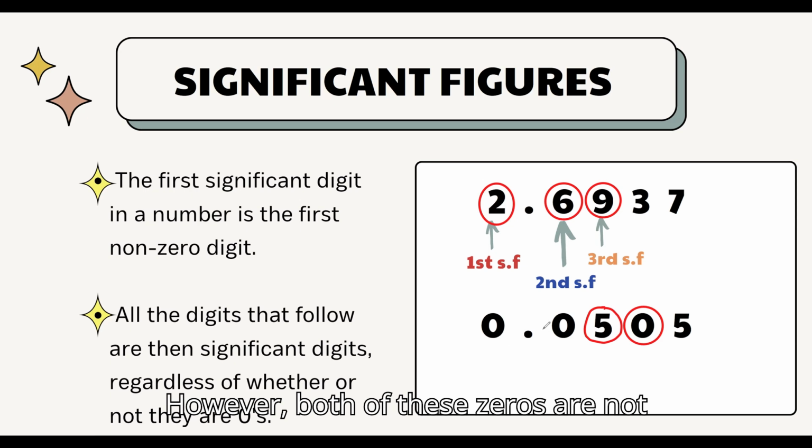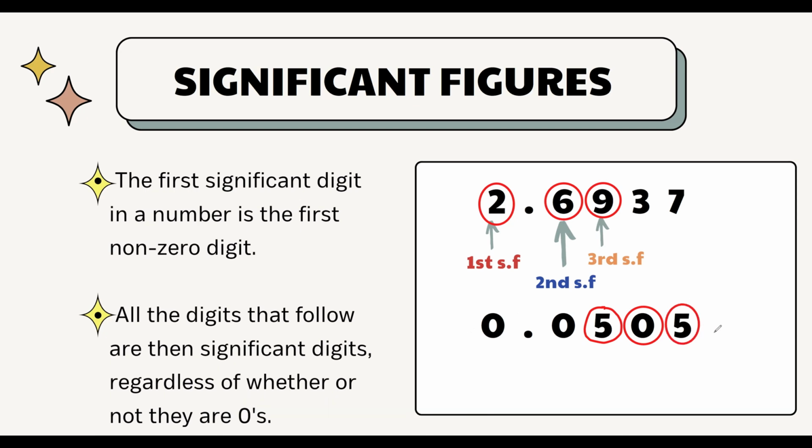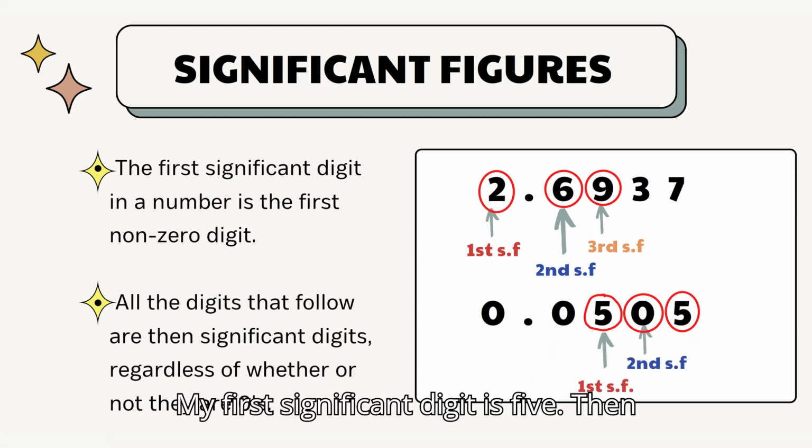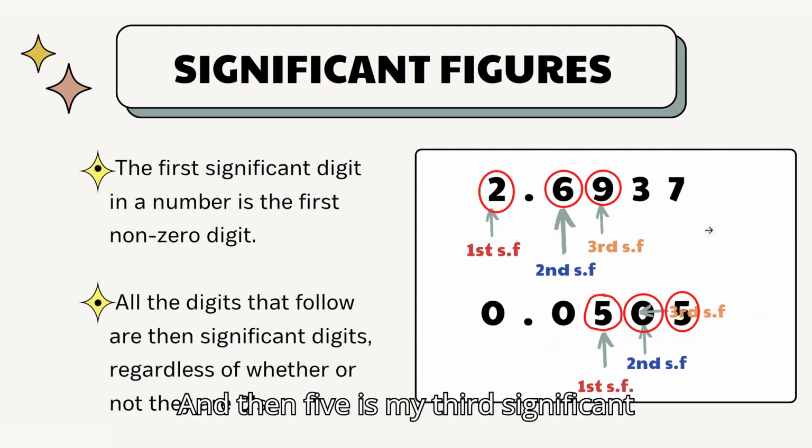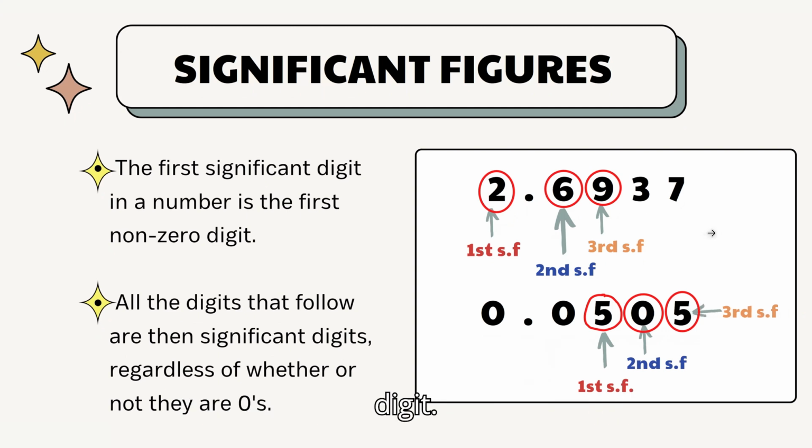However, both of these zeros are not counted as significant digits because they are before my first significant digit. Both of them do not have a significant digit before them. Then 5 is going to be my third significant digit in the number. So let's go through this again. My first significant digit is 5. Then 0 is my second significant digit, and then 5 is my third significant digit.